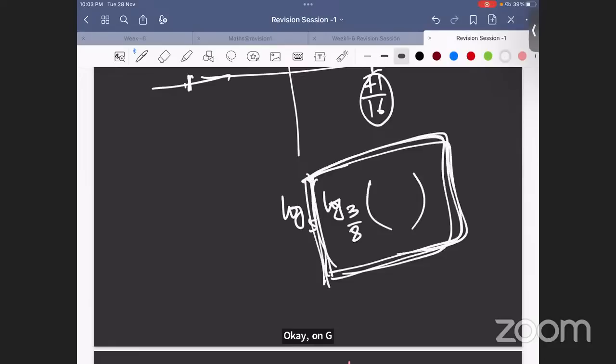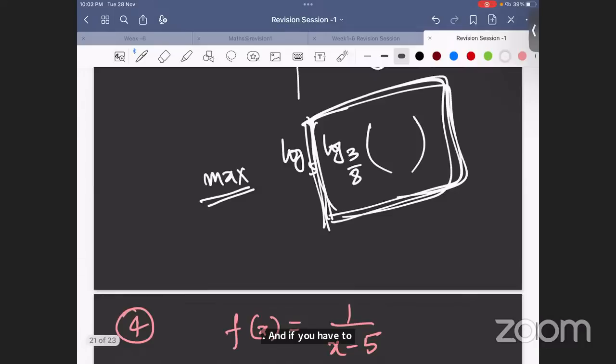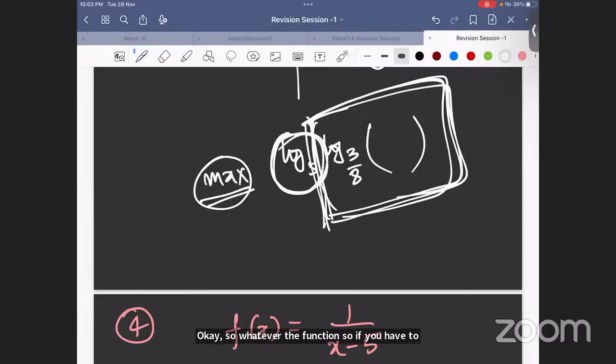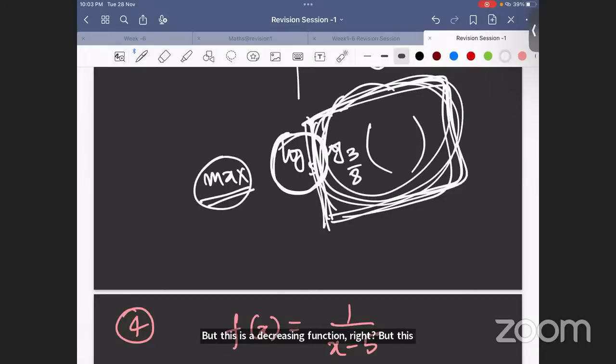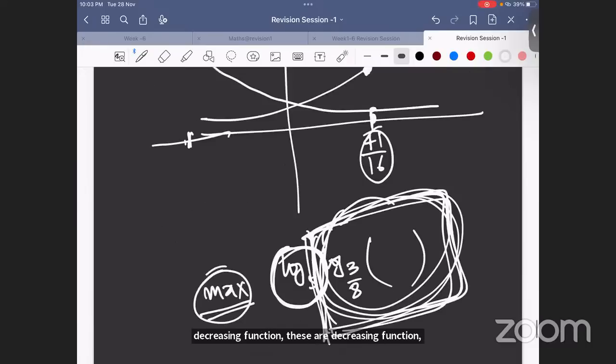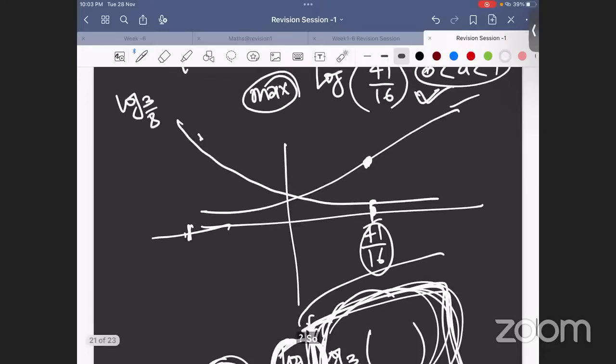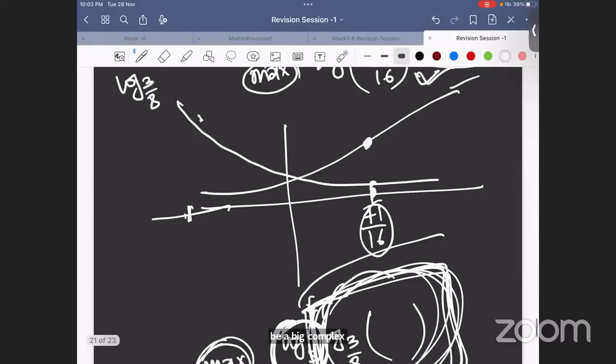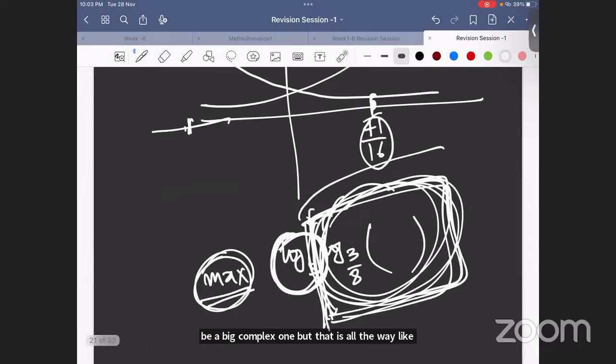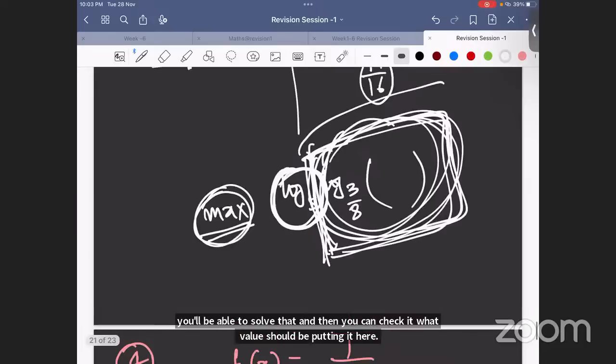Correct? Yes. And if you have to calculate the maxima for this, this log 5 will not be doing anything, because this is an increasing function, but this is a decreasing function, right? For this decreasing function, if you have to calculate the maxima, this should be maxima, but according to this function you will be getting the minima. Are you getting my point? So that will be a big complex one, but that is solvable. According to the problem, if you give me the problem, you will be able to solve that. Then you can check what value should be put here. But there won't be that complex a problem in the exam.